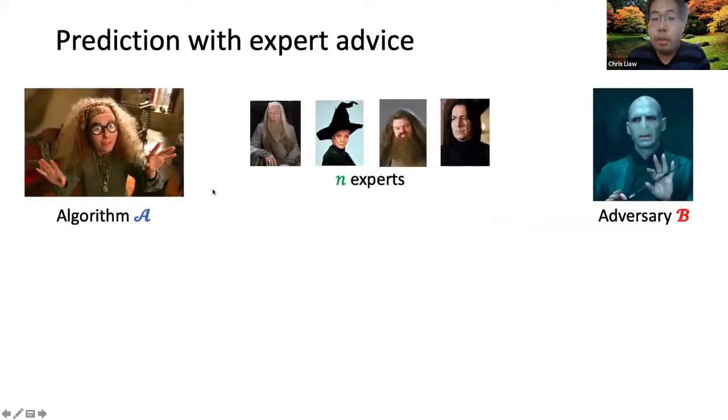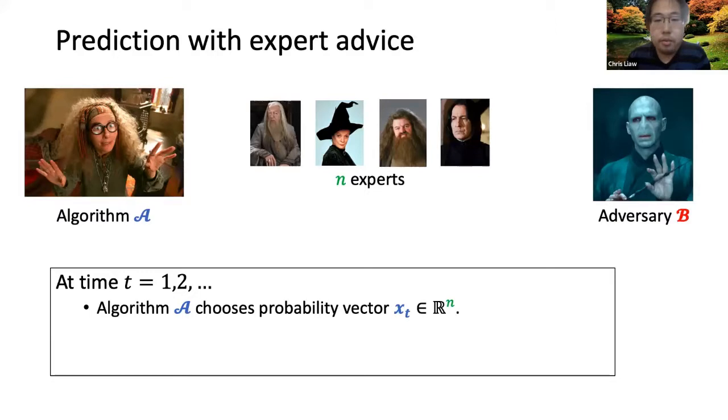Okay, so we're going to be looking at the classic problem of prediction with expert advice. And in this problem, there's an algorithm A that wants to make predictions given advice by n experts. And in addition, there's an adversary who will set the cost on each of these experts. Okay, so the game proceeds as follows. At each time t, an algorithm chooses a probability vector over the n experts. So for example, 0.5, 0.3, 0.2, and 0.